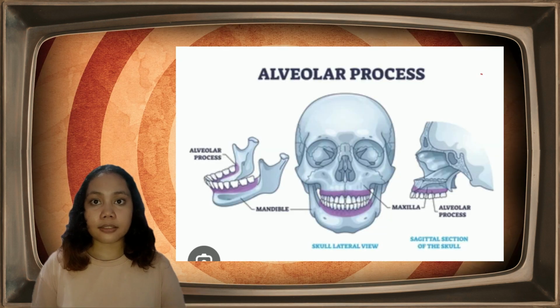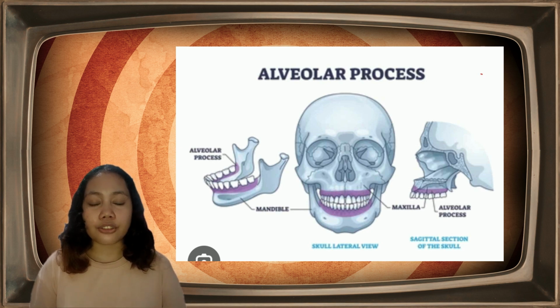Alveolar process. The alveolar process is the part of the maxilla and mandible that houses the tooth sockets or the roots of the teeth. It is a bony ridge that provides structural support for the teeth. This is like the foundation of your teeth.